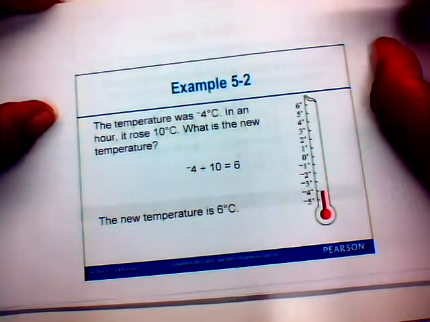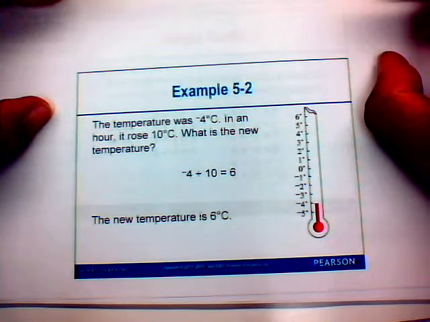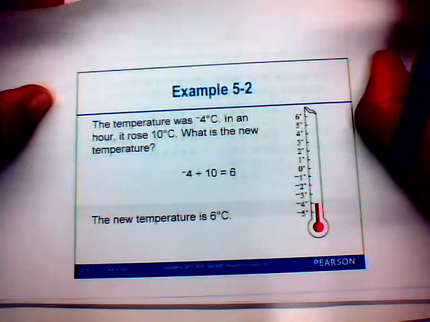Here's an example. The temperature was negative 4 degrees Celsius. In an hour, it rose 10 degrees Celsius. What is the new temperature?